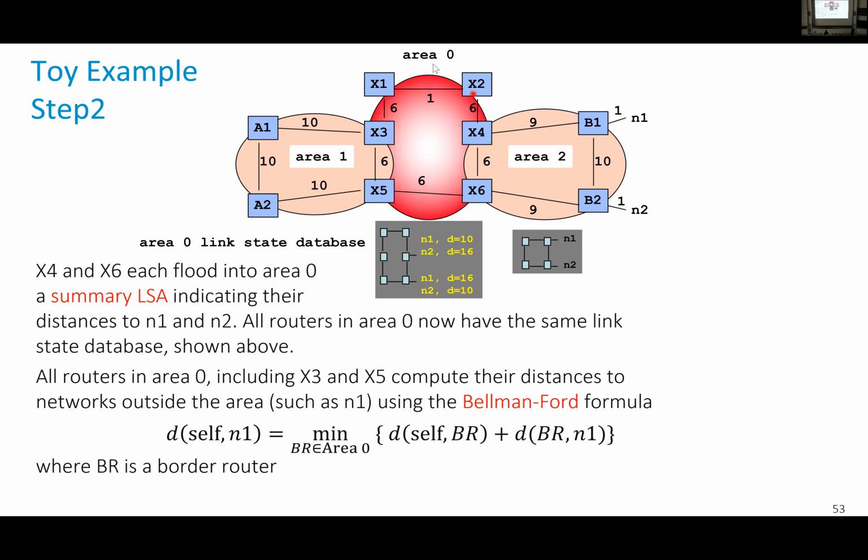Now, the story continues. Inside area 0, all routers can compute their distance to those 2 prefixes, N1 and N2, by applying the usual formula that we use here. It is as if these were stub networks, right? For example, X3 can compute the distance to X4 and add the distance to N1, and same to X6 and add the distance to N2. So this will give us this additional distance here. We don't use Dijkstra for that.